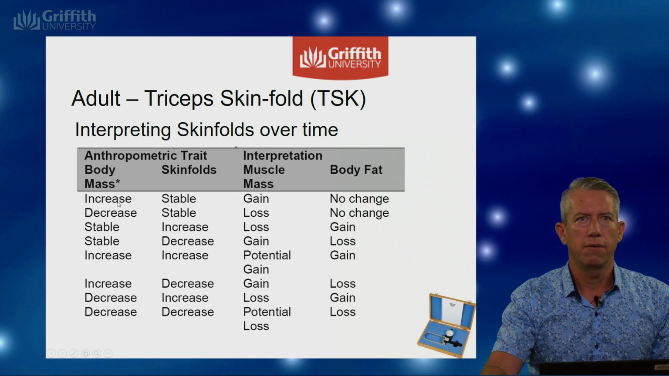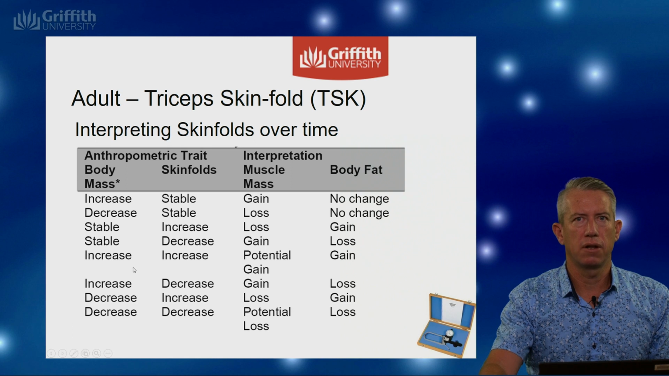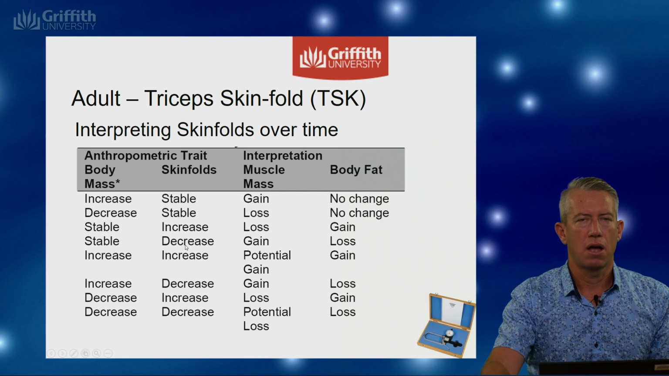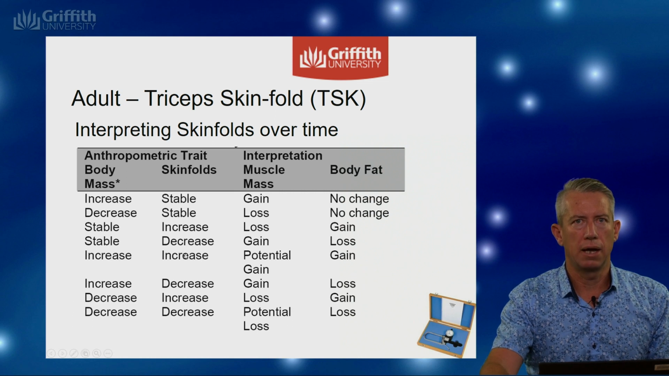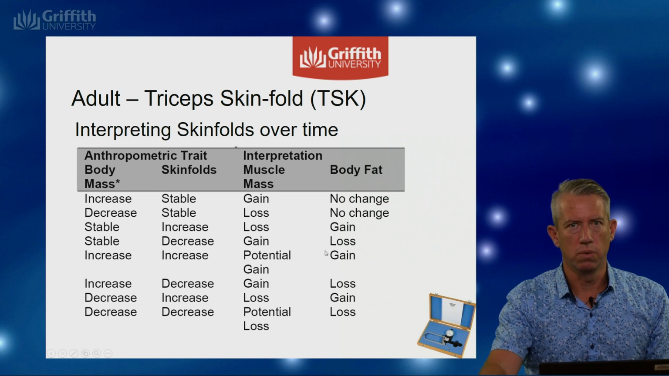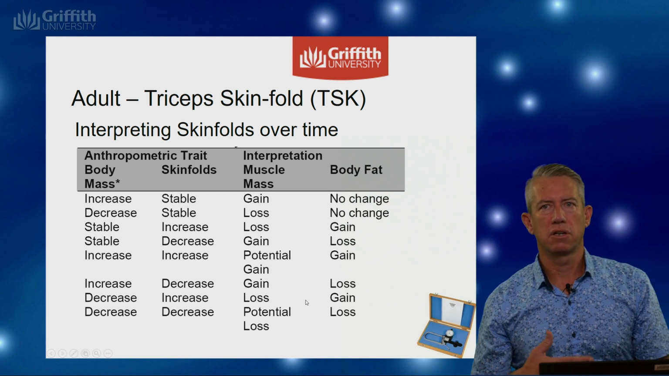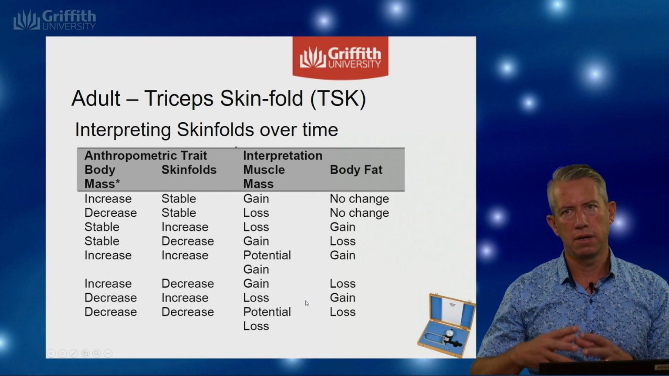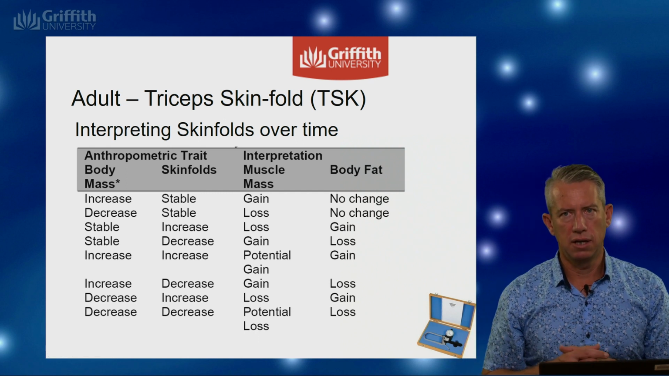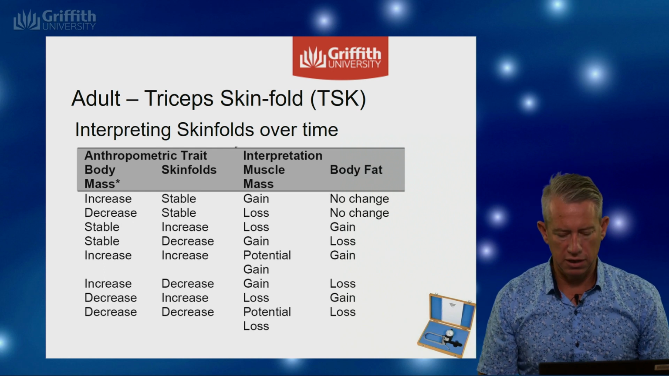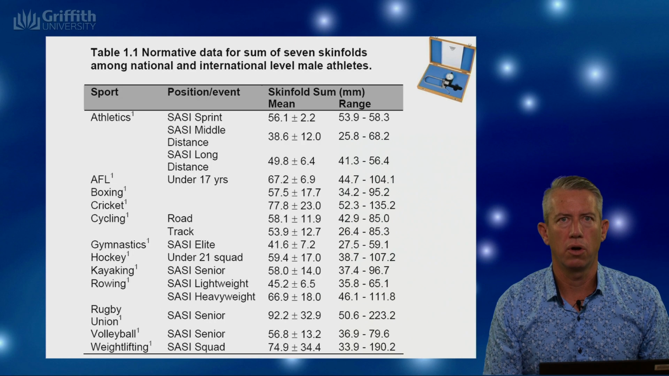Another one might be if the person's body mass increases and their skin folds increase as well. Now, they may have had a gain in muscle mass, but they've definitely had a gain in body fat. Now, we can't tell if that increase in mass is only attributable by way of a gain in fat. There may be some potential gain in muscle mass as well. So use this table as a guide to help you reflect on the values you get for mass and the values that you're getting for skin folds to determine what's actually happening with your client.